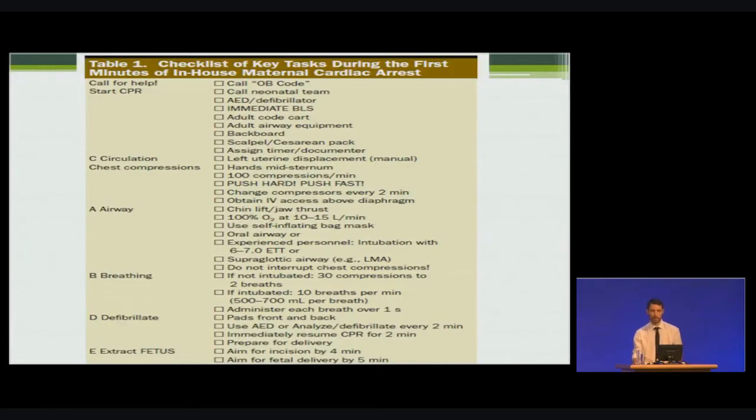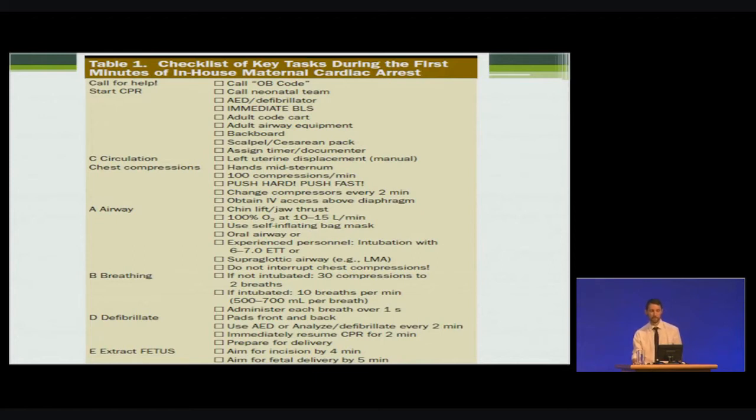This is also a useful item. It's a checklist which details all of the important steps involved in managing a cardiac arrest. I think it's a good idea to have a copy of an algorithm, whether it's the RCOG one or not, and also a copy of a checklist like this attached to the resuscitation trolley in your maternity unit. This ensures that you're not going to forget any of the important steps.